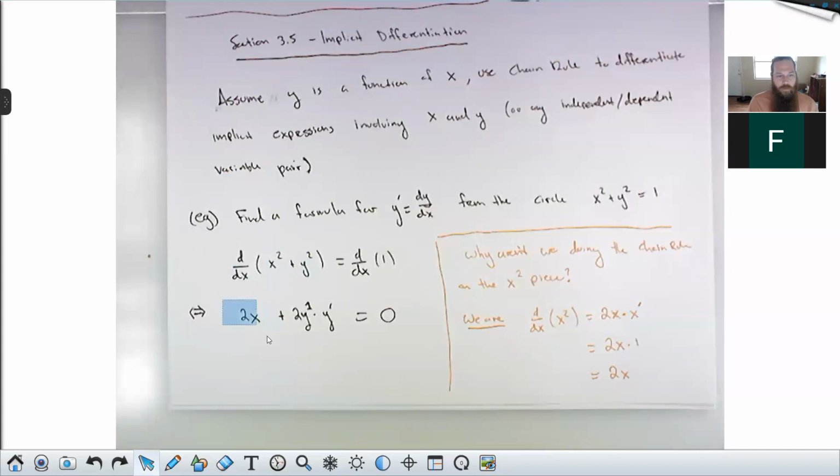So if you want to, you can think of this piece as coming from the chain rule and having a little x prime here. And if we were differentiating with respect to some other variable, like the variable t, that would be really important.